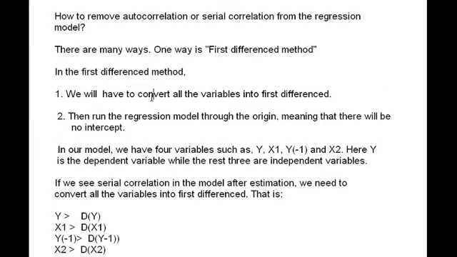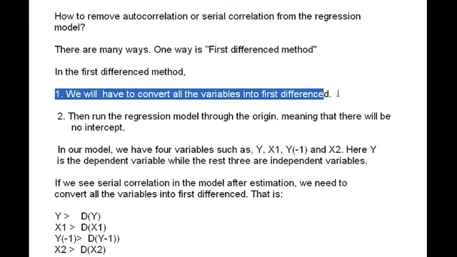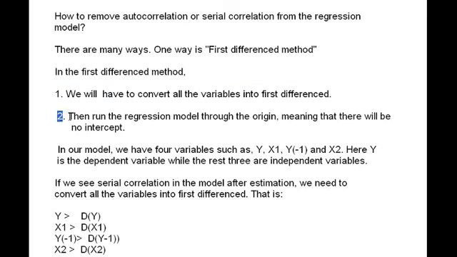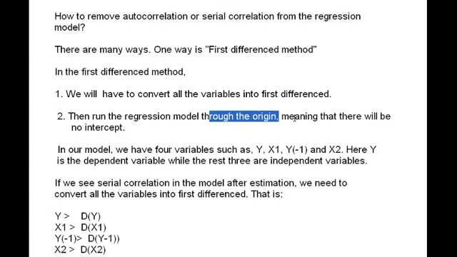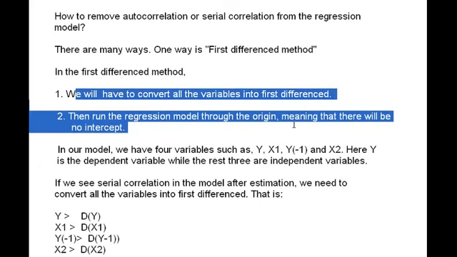I'm telling you again, first we have to convert the variables into first difference. That is step number one. And step number two, we have to run the regression model which is affected by serial correlation through the origin, meaning that there will be no intercept. So these two steps we shall be following in our model.